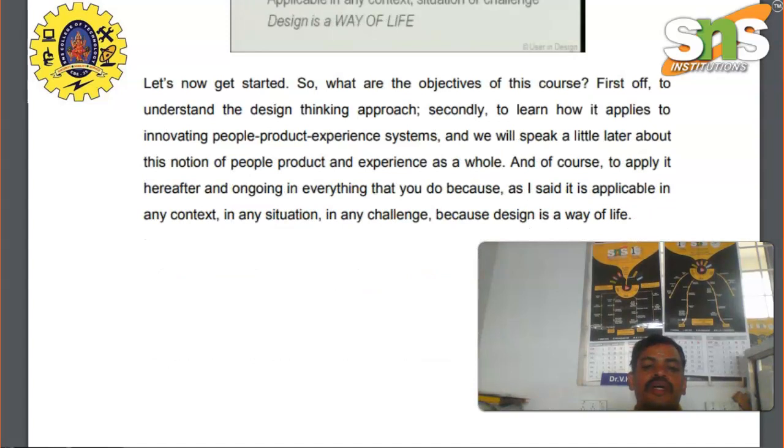So these are the objectives of this course: first off, to understand the design thinking approach. The second one is to learn how it's applied to innovating people, product, experience and systems, and we will speak a little later about these notions of people, product and experience as a whole. And of course, to apply it hereafter and ongoing in everything that you do, because yes, I said it, it applies in any context, in any situation, in any challenge, because design is a way of life.